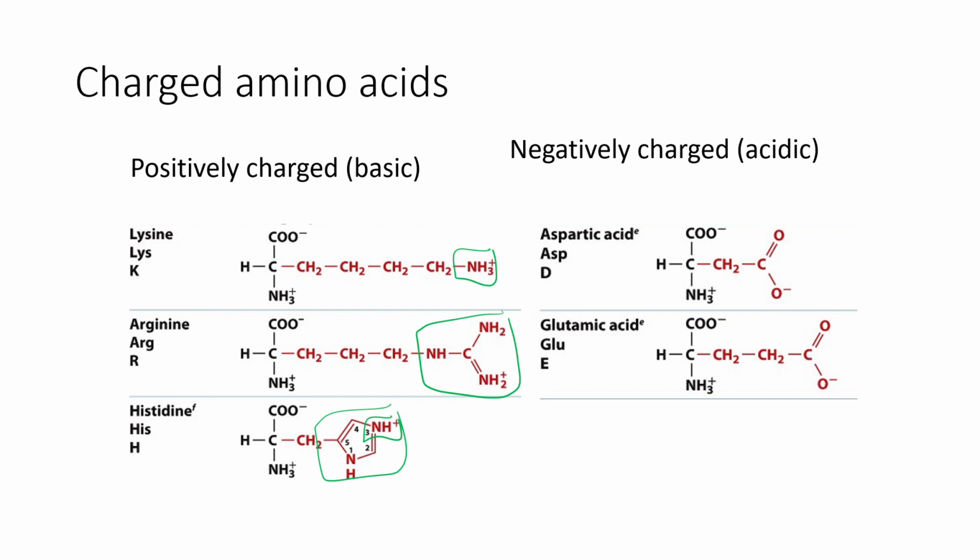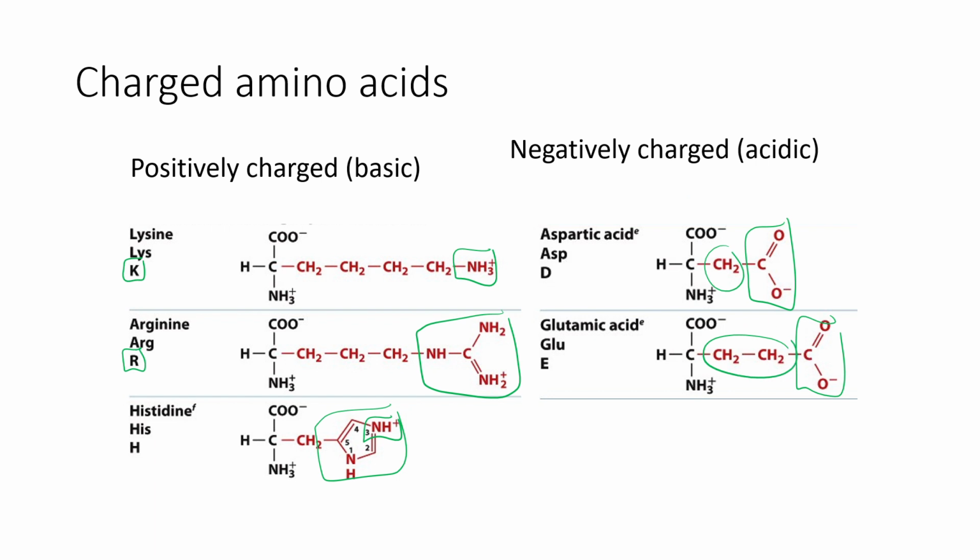Again, I just want to remind everyone to be really careful with these naming conventions. Arginine, for example, has the one-letter code R, and lysine's one-letter code is K, which may be a little counterintuitive. Let's then move on to the negatively charged or acidic amino acids. We have two of them, aspartic acid and glutamic acid. They're very similar to each other. They both have this carboxylate group on the end, and the main difference is just the length of this hydrocarbon chain. Aspartic acid has one carbon, glutamic acid has two carbons.